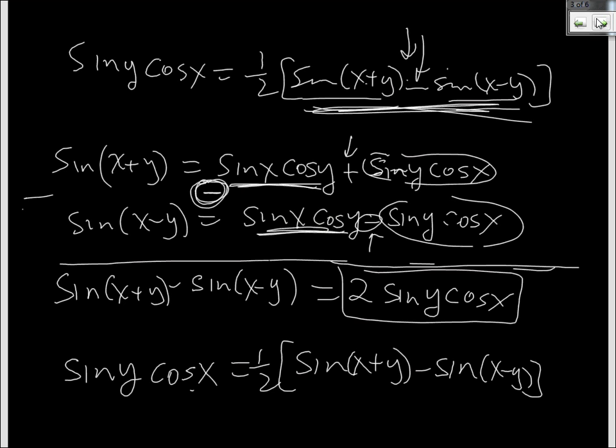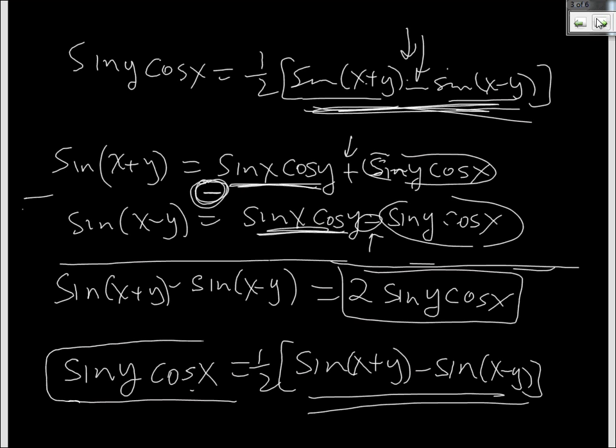And there are the 4 product to sum and difference formulas. You can convert a product of sine of one angle times the cosine of another angle into a sum or difference of sines, sine of x plus y minus sine of x minus y. Just don't forget to divide by 2 or multiply by 1/2.